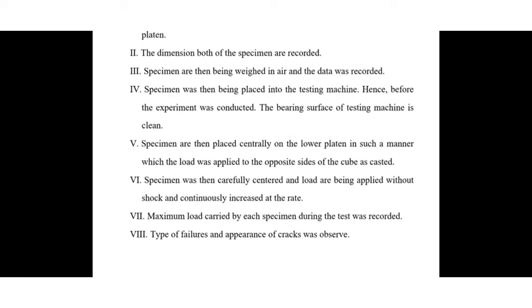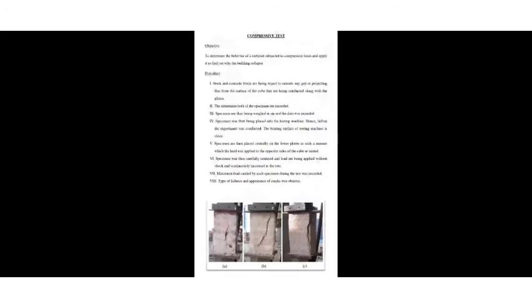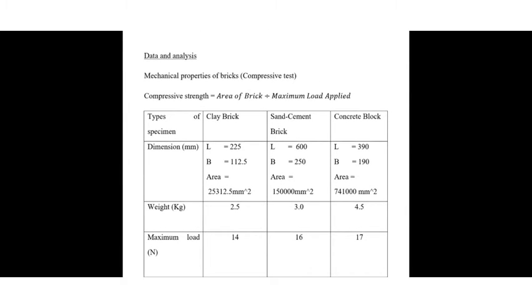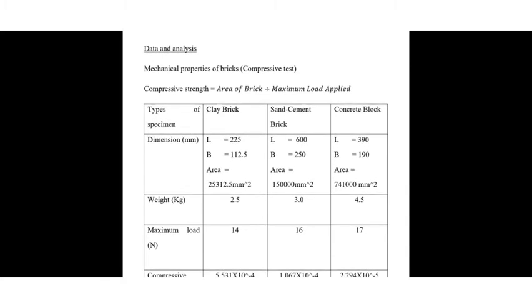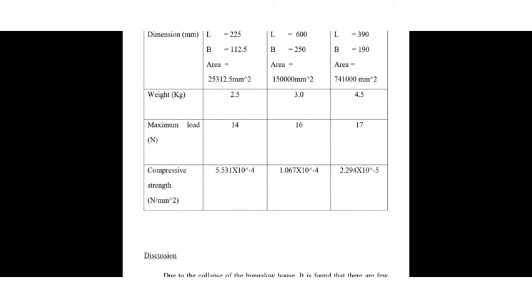The maximum load carried by each specimen during the test is recorded, and the type of failure and appearance of cracks are observed. So this is the test, and the data and analysis. The formula of compressive strength is the maximum load applied divided by the area of the brick. And this is the compressive strength.